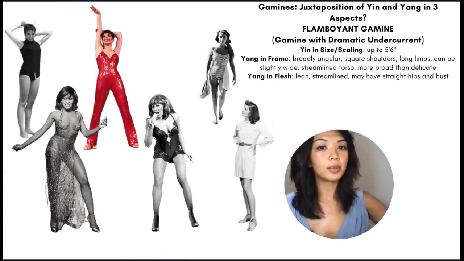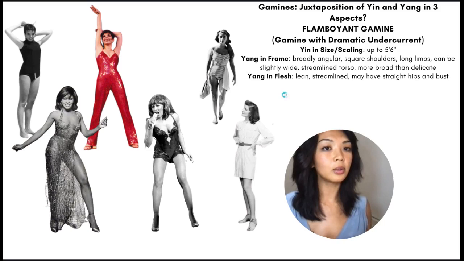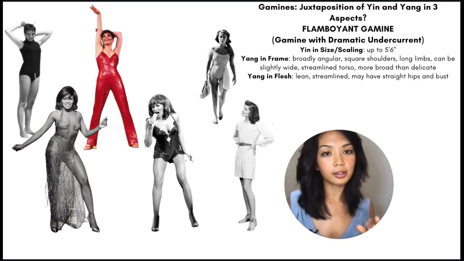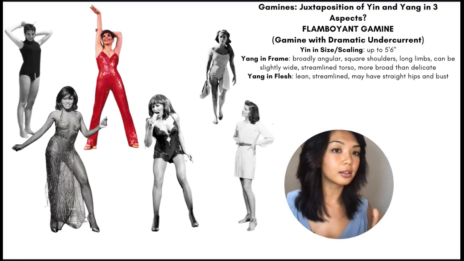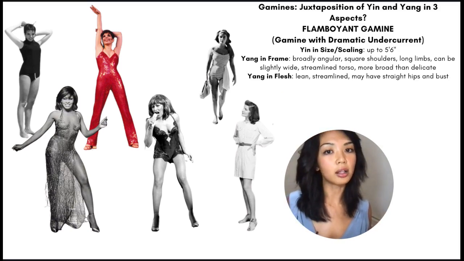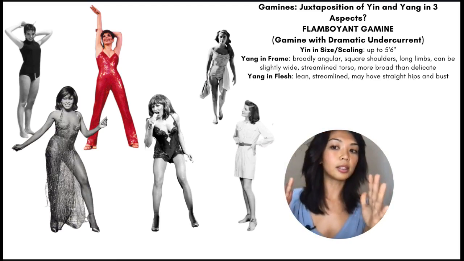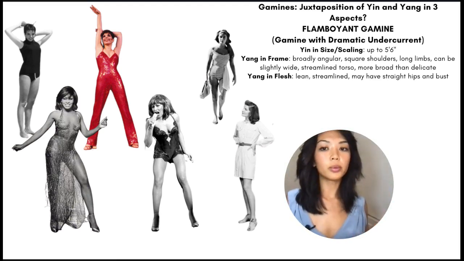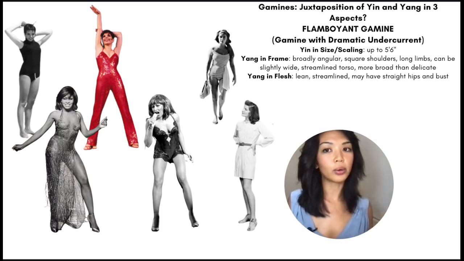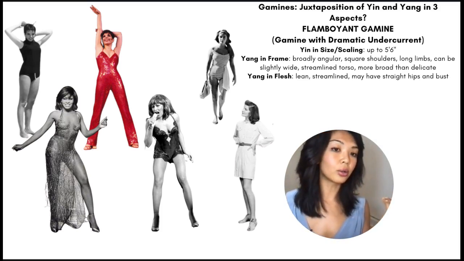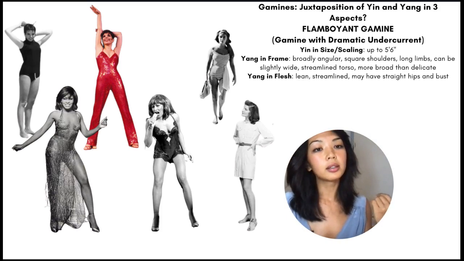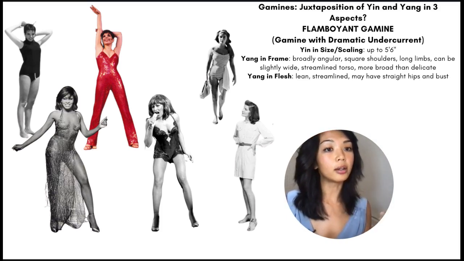On the other end of the gamine family, we have flamboyant gamine, gamine with a dramatic or yang undercurrent. Though they are still yin in scaling, they are a little taller, up to 5'6" tall. Their frame is more yang. They're more broadly angular, with square shoulders and longer limbs. They tend to be slightly wider overall, with a more streamlined, straighter torso, and their facial contours tend to be a little bit more sculpted and chiseled and broad rather than delicate and more rounded.